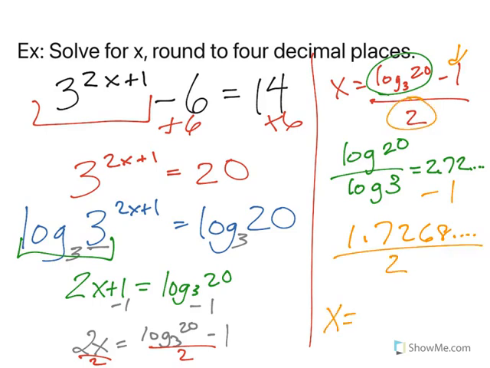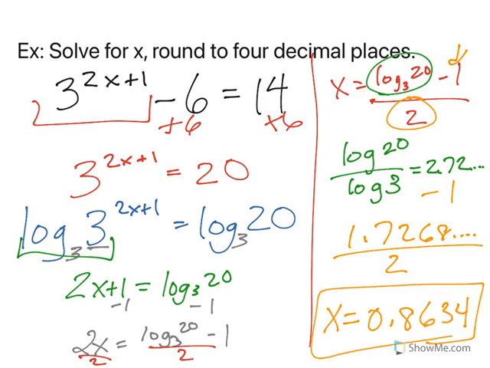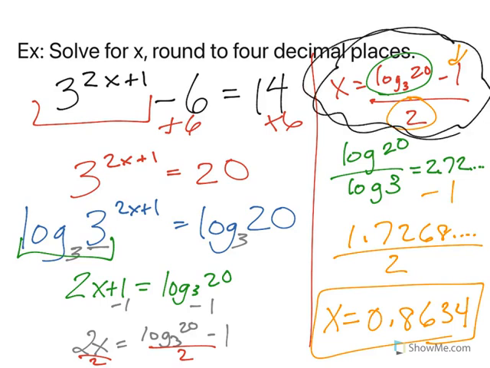Last step, so x equals 0.8634, rounded to 4 decimal places. So what I have up here in red, log of 20 base 3 minus 1 divided by 2, that's your answer. But if you need to round to 4 decimal places, you need to actually do the steps. Use the change of base formula to find your log, then subtract 1, then divide by 2, step by step.